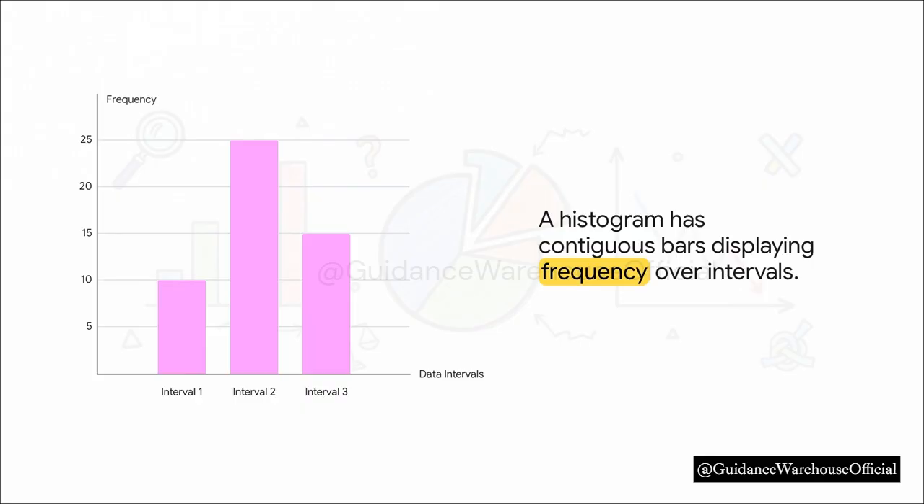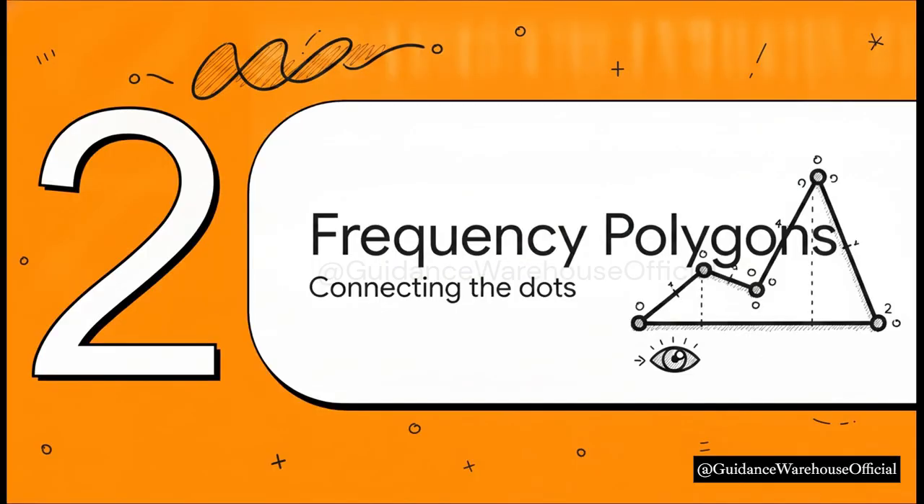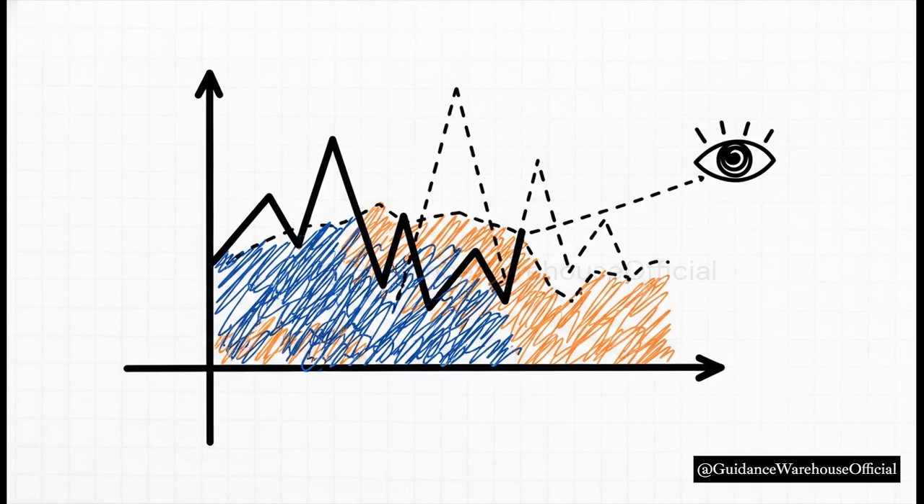You can instantly spot the shape, the center, and the spread. It's like a giant puzzle suddenly making perfect sense. Moving right along to Section 2, Comparing with Frequency Polygons. It's time to connect the dots. Now, this tool is kind of analogous to a standard line graph, but it's got a secret superpower.